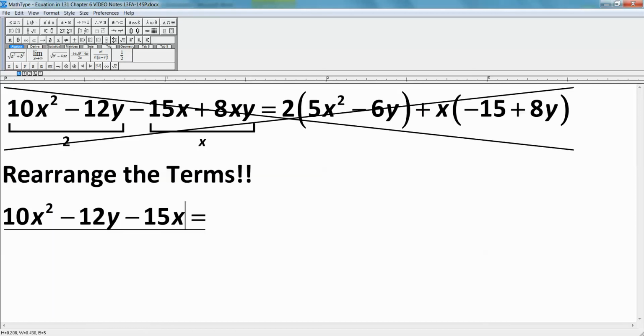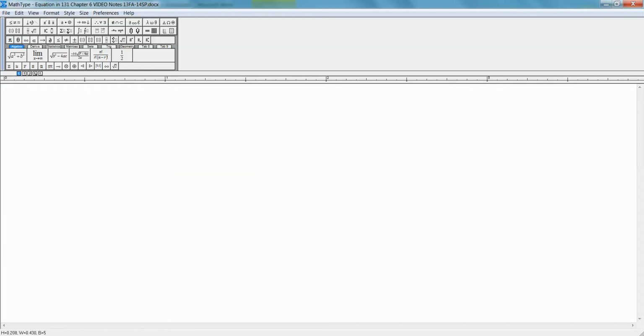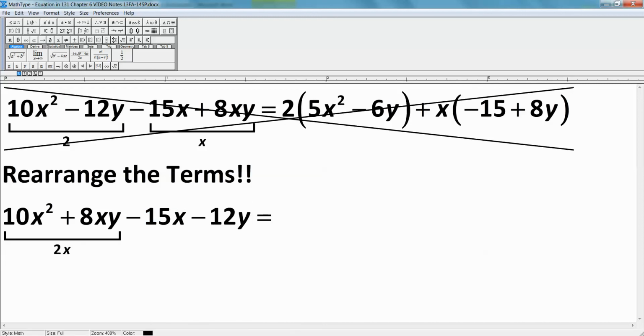So let's take the 8xy. Let's put it with the 10x squared. That way they'll both have a 2x that could come out of them. In fact, I'll put that up right now. So these two would both have a 2x that comes out. Now I can see my term with the y is in the back. So I'm actually going to rearrange these as well. I'm going to put the minus 12y in the back there. So it's going to be minus 15x minus 12y. And these two both have a negative, so I can definitely take a negative 3 out because 3 goes into 15 and 12. All right, let's see if this works.